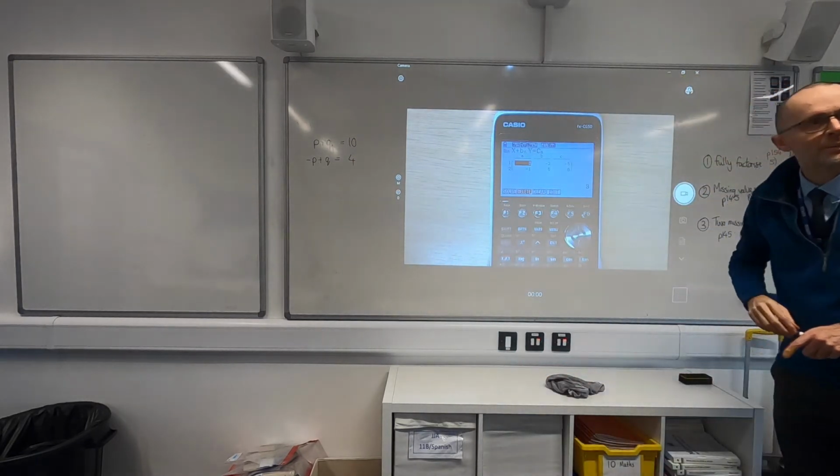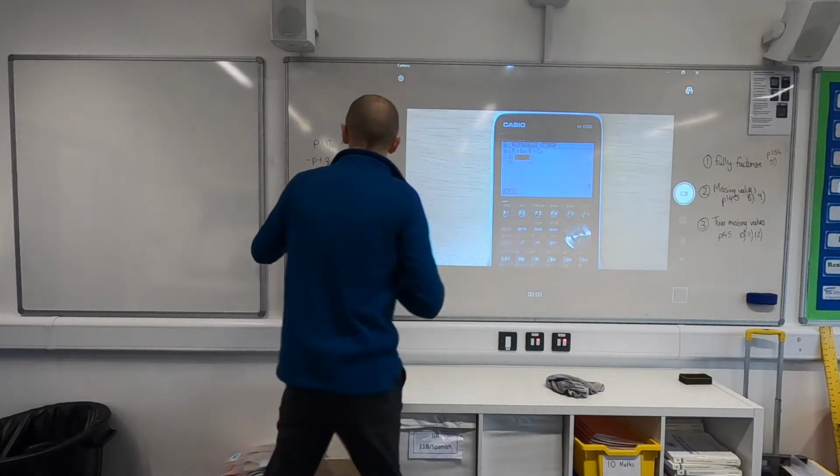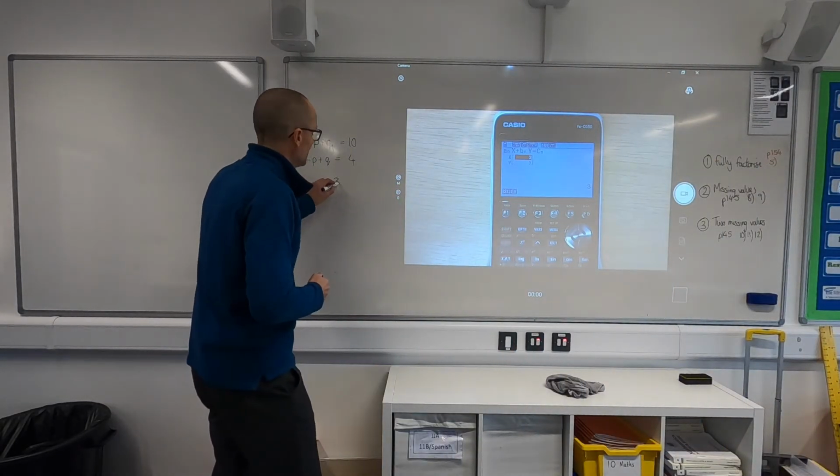That's what I'm going to type in to enter those equations, because I've got 1p plus 1q equals 10, and minus p plus q equals 4, and then I get my solutions that way. Except it's not x, it's p. Wait, does it need to be minus then? Sorry?